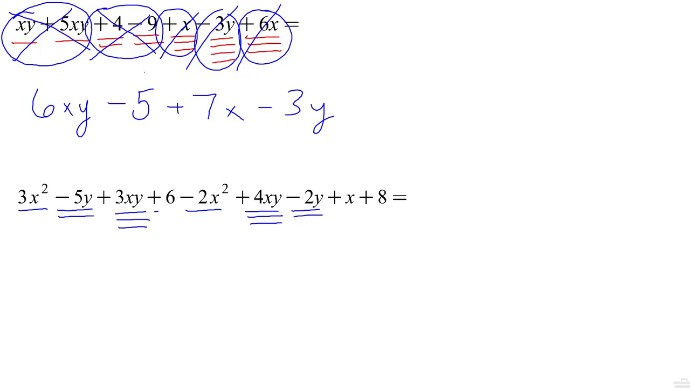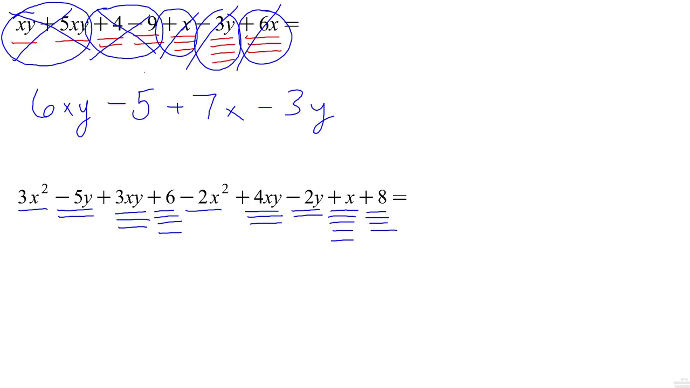Then we'll look at the constant, plus 6. Get that 4 underlines. We have a constant over here of plus 8. And then lastly, the only thing that's left, make sure you don't leave anything out, is a plus x. So there was no other like terms for that.